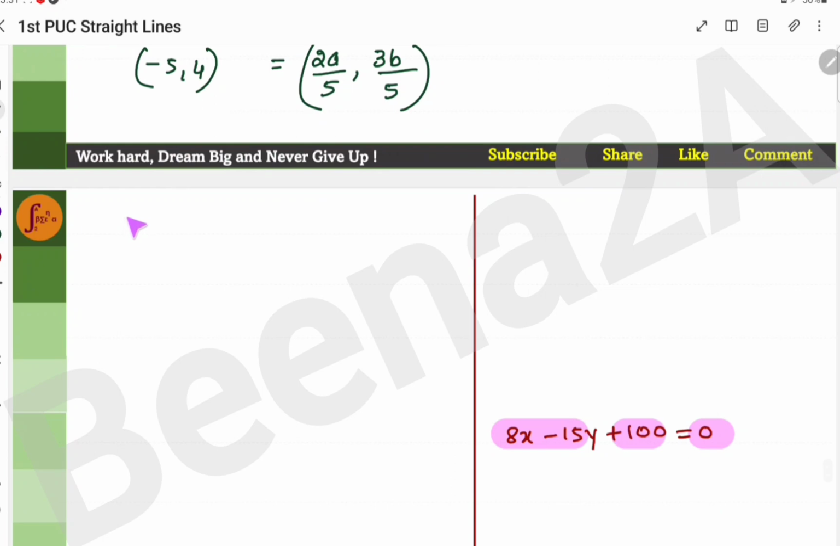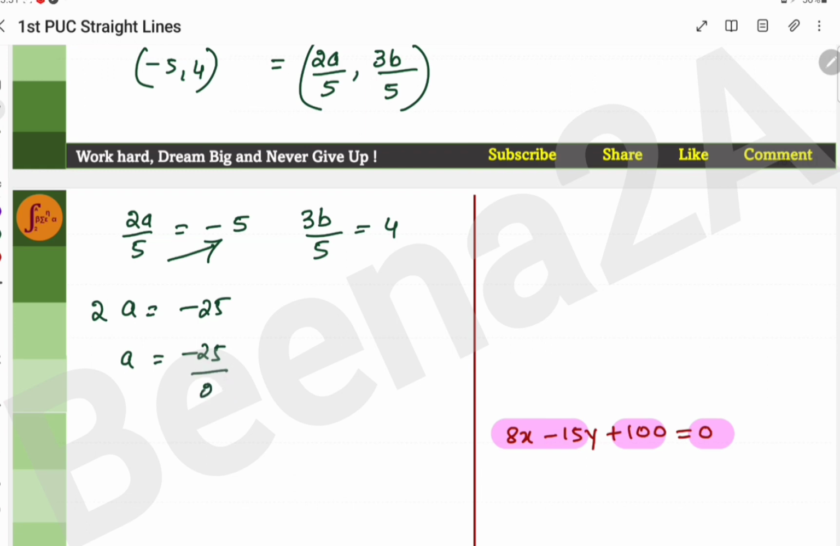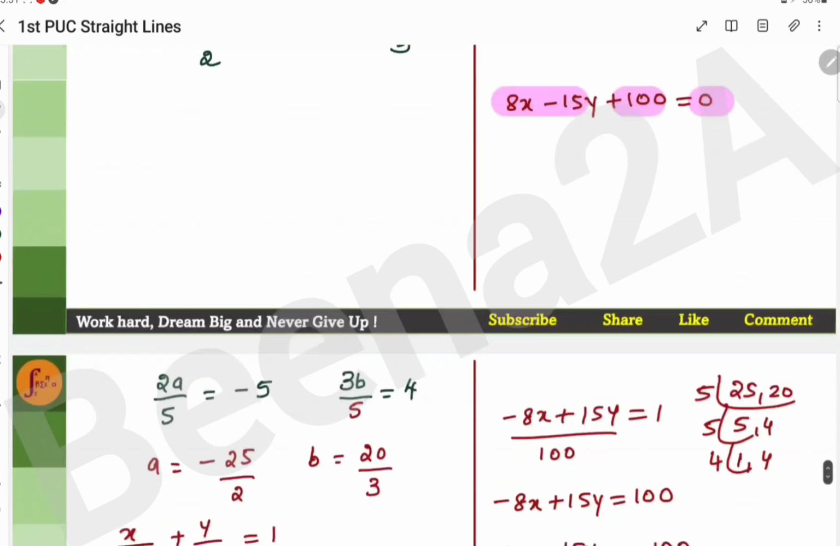Now equate this. 2a by 5 is equal to minus 5 and 3b by 5 is equal to 4. So now I'll take this other side, so it'll be 5 into 5, minus 25. This is 2a. Therefore a is equal to minus 25 by 2. And then b. Now I'll take this here. So 3b is equal to 5 into 4, which is 20. B will be 20 by 3.